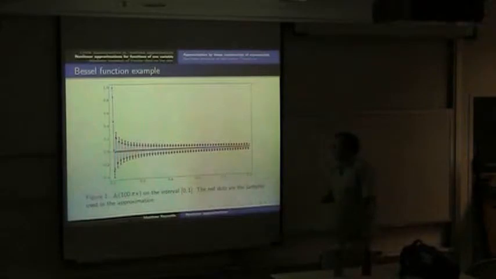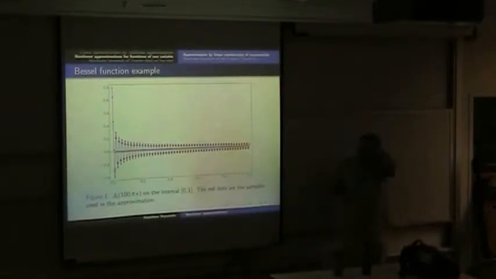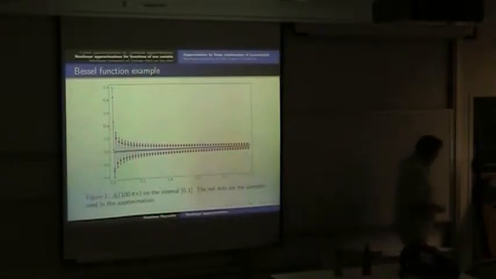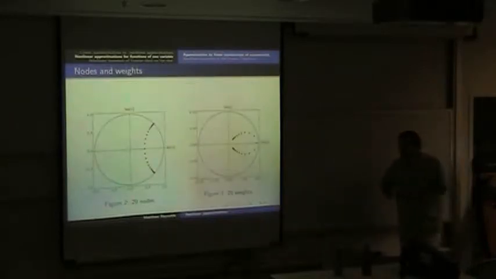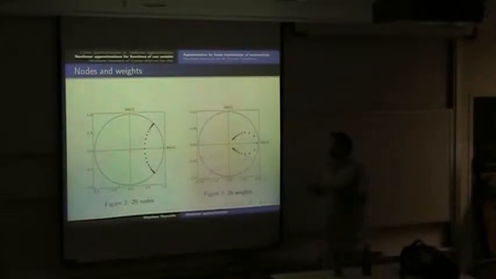Let's say we have a Bessel function, J0 of 100 pi x on the interval 0 to 1. The red dots are the samples that I used, so this is obviously oversampled. When we actually do these problems, we look for an oversample. We use an oversampling factor, typically of 2. This is more, but it doesn't really matter here. Okay, and we go through what we were talking about, and we solve for the nodes, and we solve for the weights.